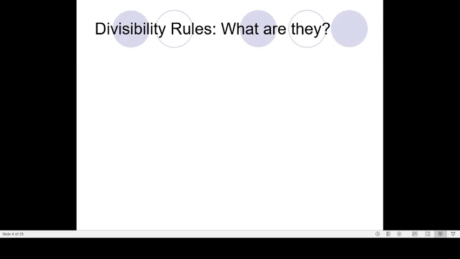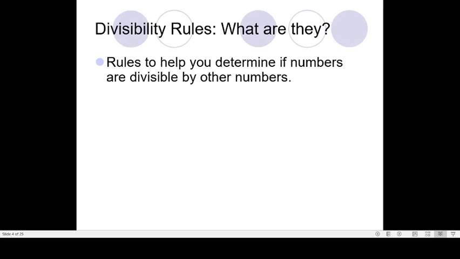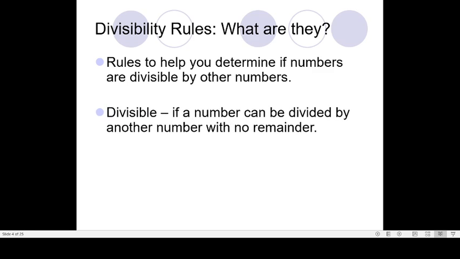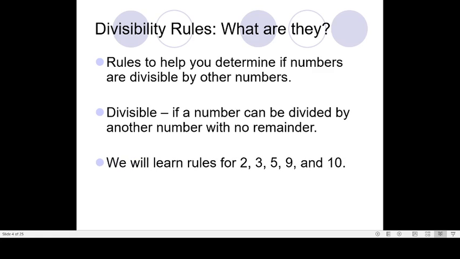Now what are these divisibility rules? Rules to help you determine if the numbers are divisible by other numbers. The term divisible means if a number can be divided by another number with no remainder. So here we are going to learn divisibility rules for 2, 3, 5, 9 and 10.